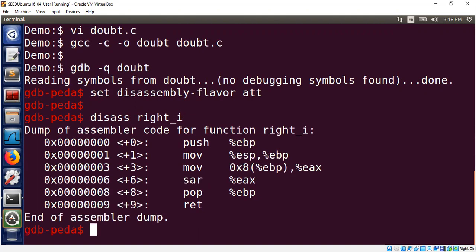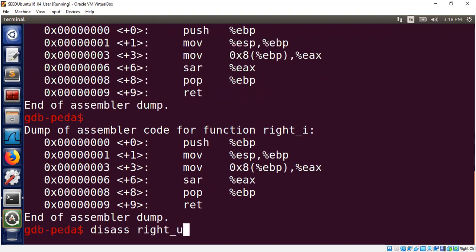Okay. On the other hand, if I do right_u, you would see SHR. That means logical right shift. right_u is using unsigned x. All right, that's basically it.